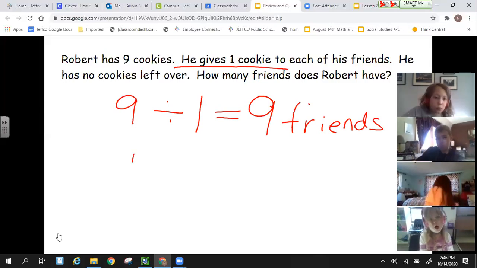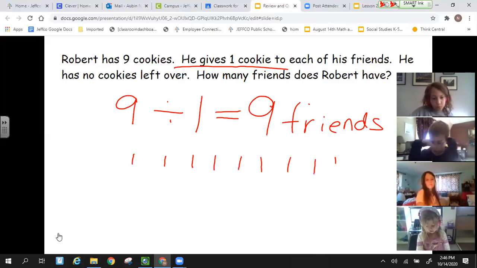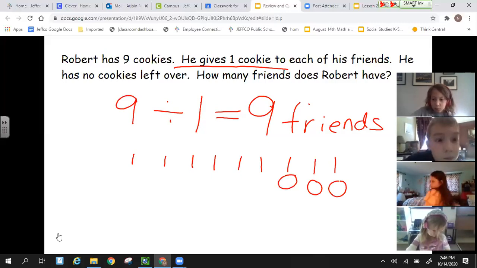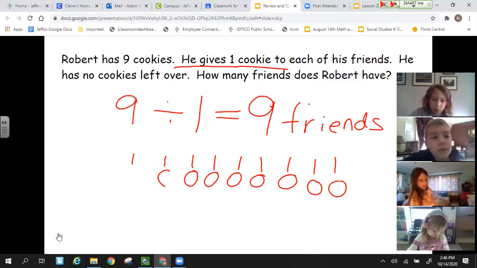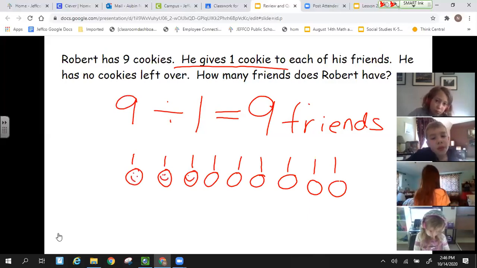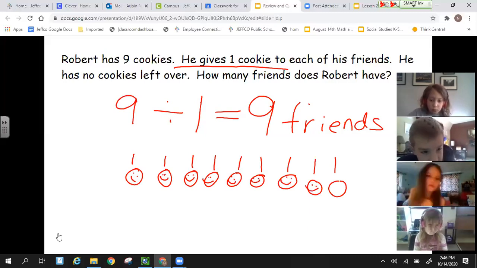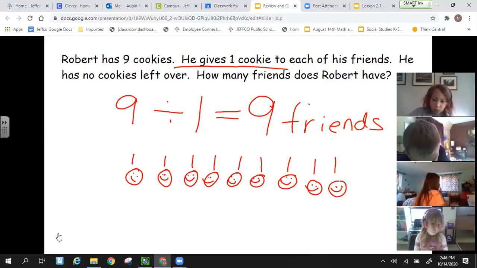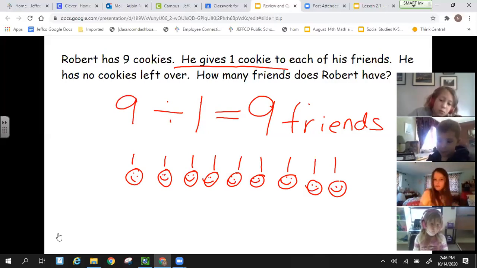1, 2, 3, 4, 5, 6, 7, 8, 9. These are his friends. You divided up your 9 cookies. You would have gotten the same answer, but it wouldn't have been done correctly. So 9 divided by 1 cookie each tells me how many friends I have.